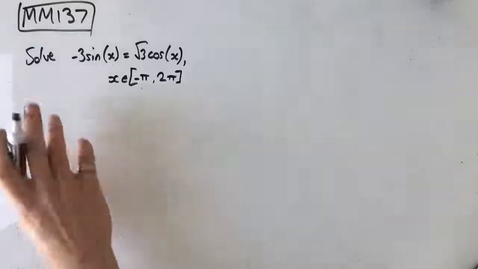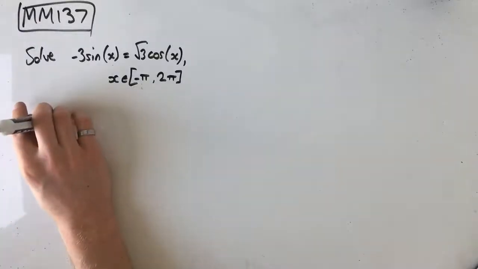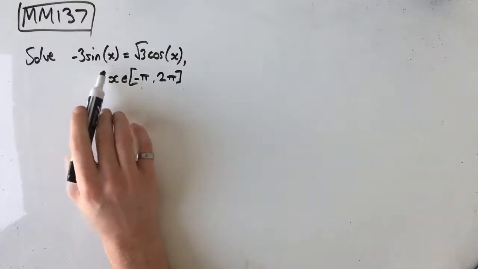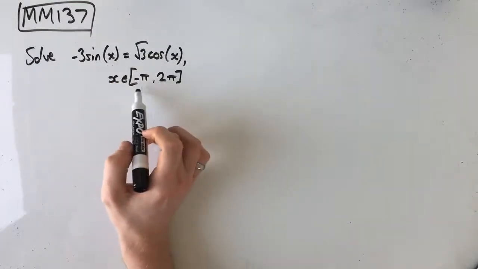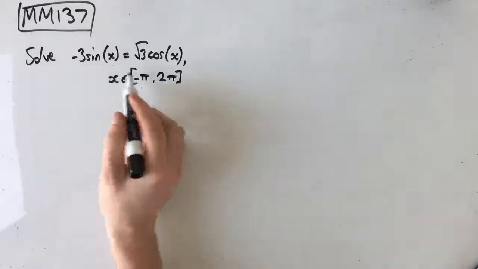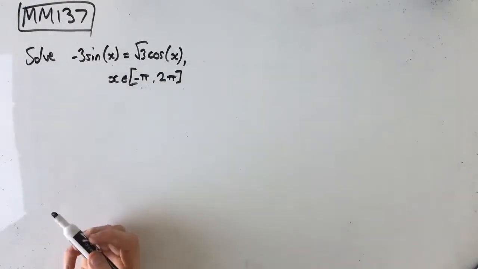Hey guys, this is question MM137 of the Maths Methods Fortify study guide. We've got this equation: solve -√3 sin x = √3 cos x... where x is between -π and 2π. So obviously we've got this domain here and we need to figure out what our values of x are.